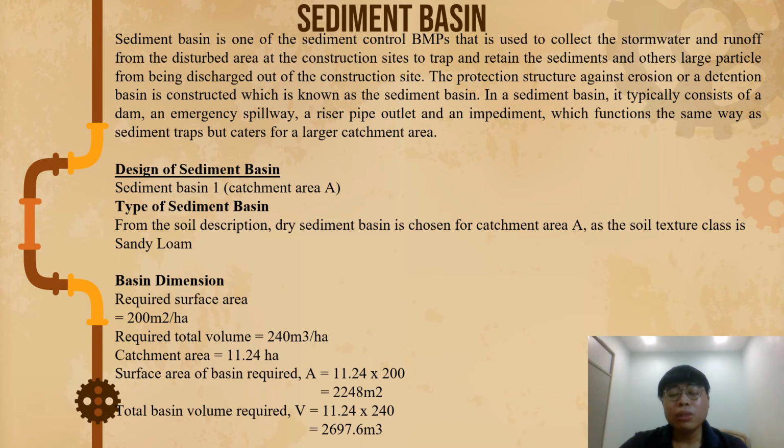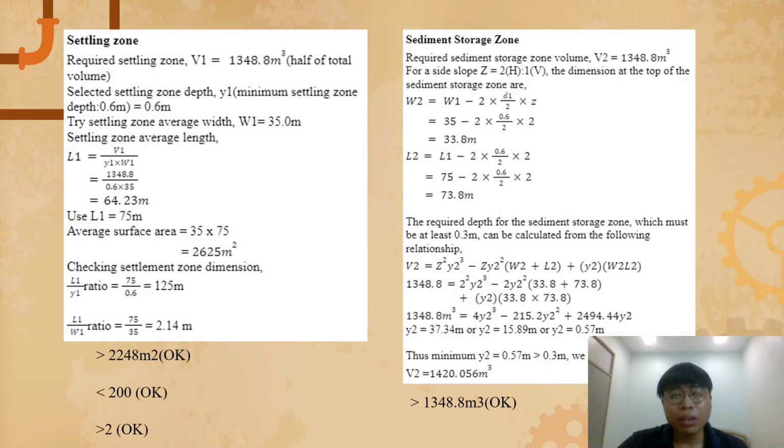So for the surface area, the multiplication between 11.24 and 200 gives 2,248 meter square, and the total basin volume is 2,697.6 meter cube. The required settling zone equals 1,348.8 meter cube, half of the total volume, and then the selected settling zone depth equals 0.6 meter, which is the minimum. Trying the settling zone average width we use 35, and the settling zone average length we use 75, as the calculation gives 64.23 and we assume it to be 75. Then the average surface area, the multiplication of 35 and 75, gives 2,625 meters square.